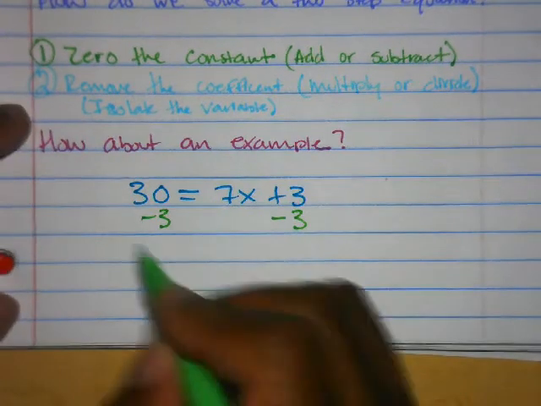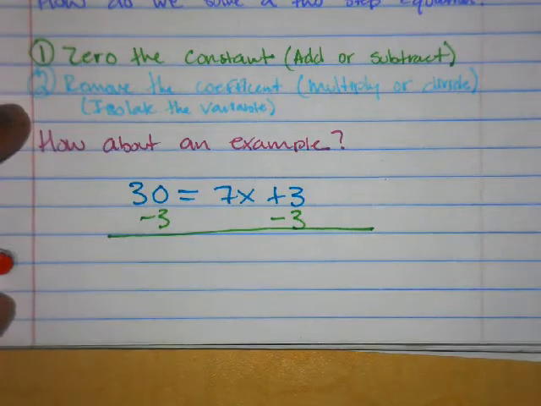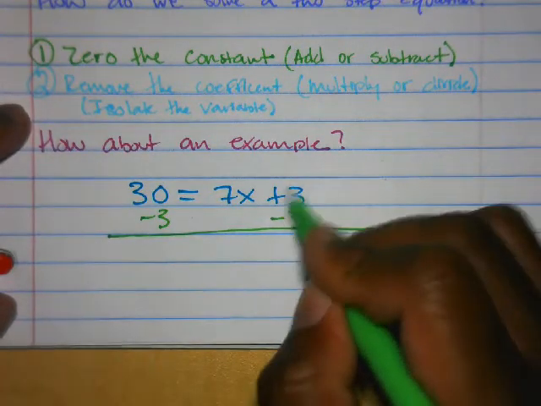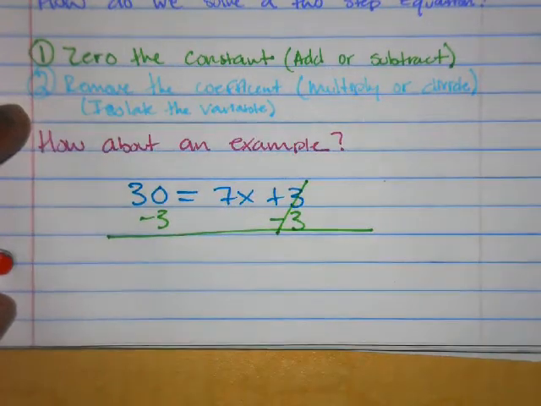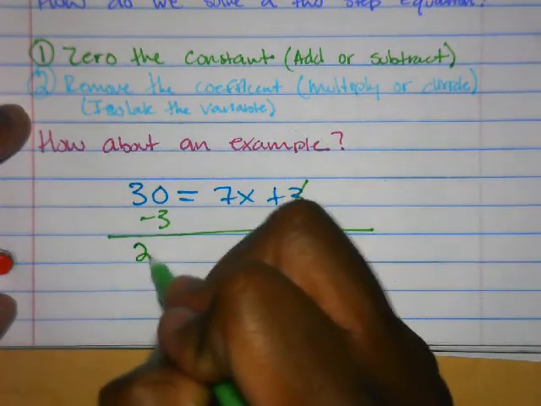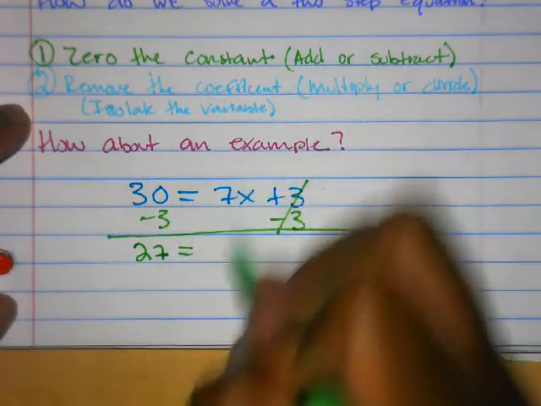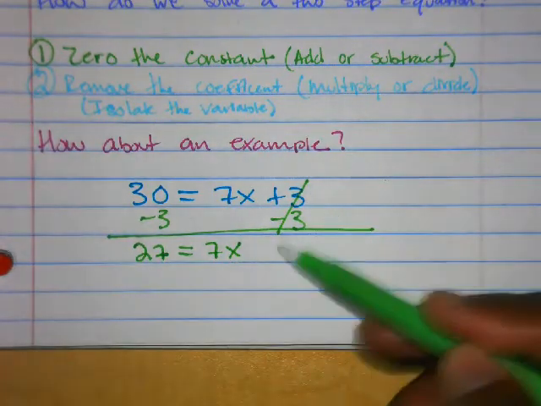And so we subtract. Plus 3 minus 3 is 0, so we zeroed out the constant. And then over here we have 30 minus 3, which is 27, equals, and then we bring down the 7x. We no longer need this 3 though because we zeroed it out.